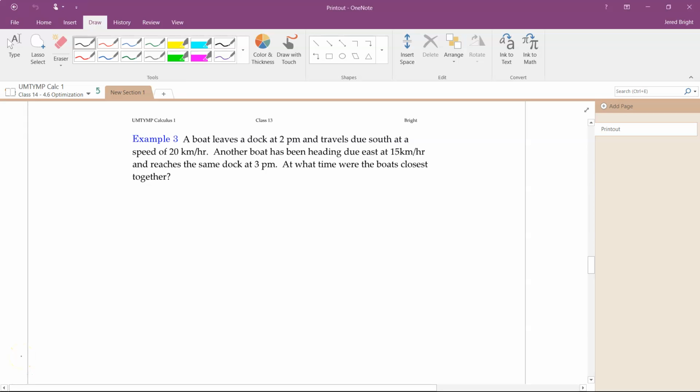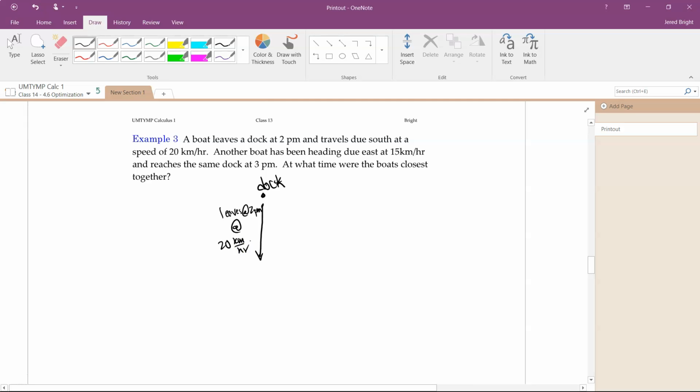Here's another example for us to work through. So I'll let you pause the video and read it if you'd like. But the idea here is that we have a dock, right? And at 2 p.m., one boat leaves and heads due south at a rate of 20 kilometers per hour.